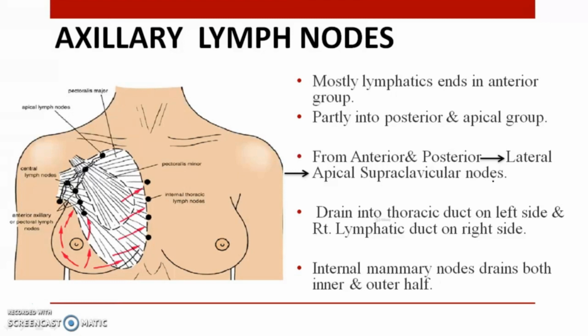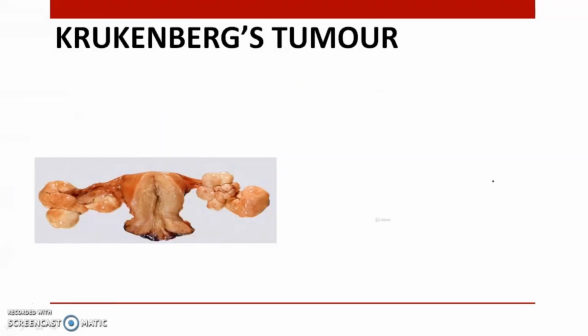Axillary lymph nodes, 5 in number. We have anterior, posterior, apical, central and lateral groups, and these groups, after collecting the lymph from the mammary gland, pour it out into the thoracic duct and right lymphatic duct. Later, you have to mention a point about the internal mammary group, which drains both the inner and outer half of the mammary gland.